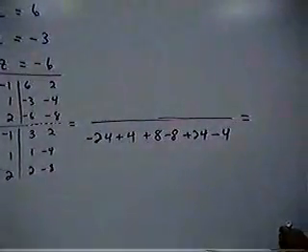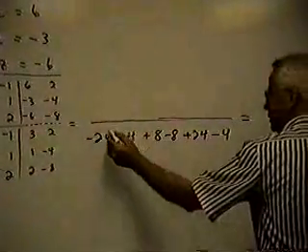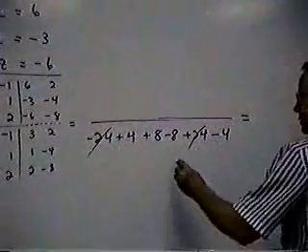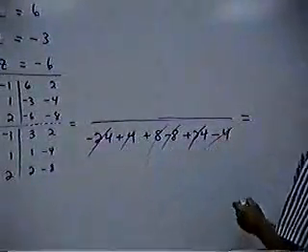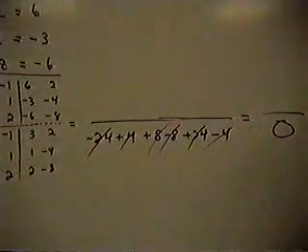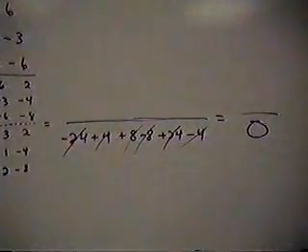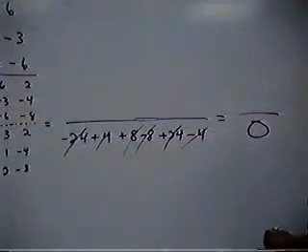All right, well, what happens here? There's a minus 24 and a plus 24, that's 0. And there's a plus 8 and a minus 8, that's 0. And a 4 and a minus 4, that's 0. So our denominator is 0. Well, we better go work our numerator.